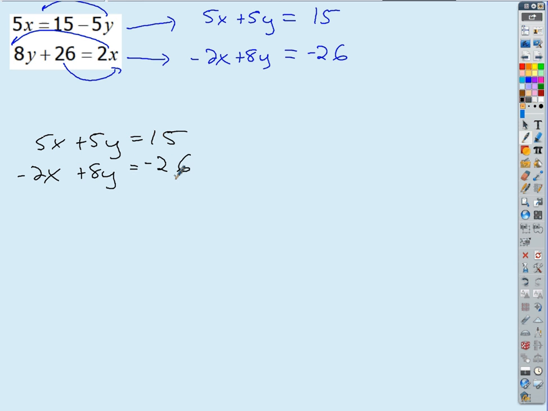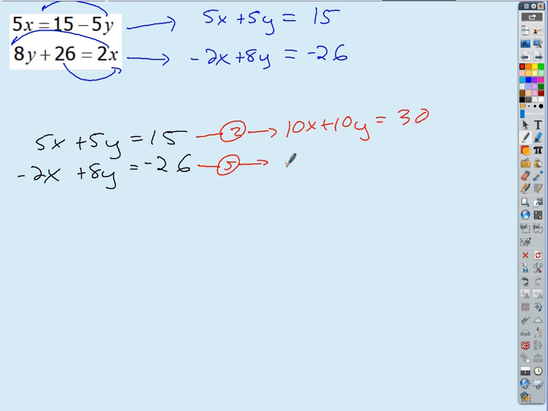Okay, so next step here. Which variable am I probably going to want to get rid of here? The x. Everybody agree, maybe the x's because the coefficients are a little bit smaller? Okay, so now somebody different, what am I going to multiply the top equation by? 2, right? If I multiply the top one by 2 and distribute the 2 all the way through, I get 10x plus 10y equals 30. Good. Now what do I have to multiply the bottom equation by? 5, very good.